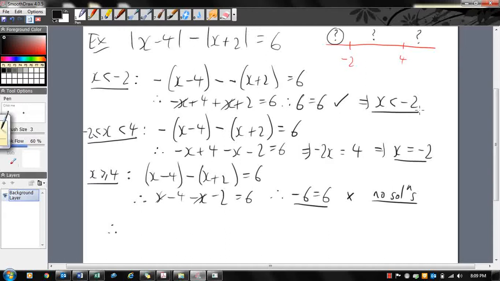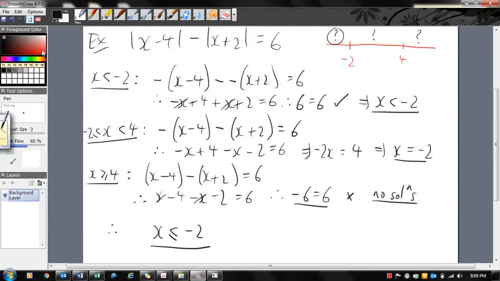This is saying that x can be less than negative 2. And this is saying that x can be equal to negative 2. And this is saying that if x is greater than 4, no solutions. Therefore, if you put them together, we get x is less than negative 2, but it can also be equal to negative 2. And that is your answer for this particular question.